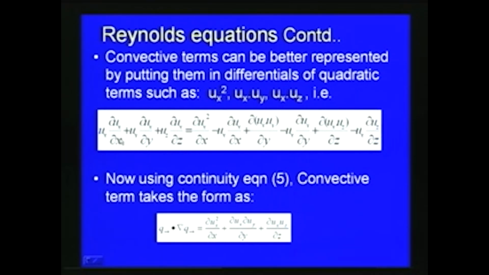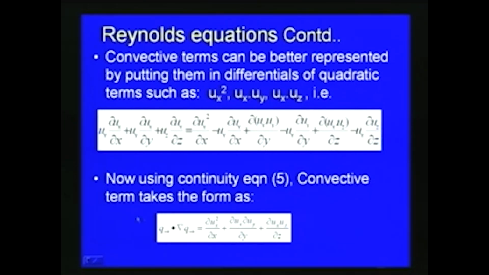So, that is u x into del u x by del x plus u y into del u x by del y plus u z into del u x by del z. These 3 terms can be written as del u x square by del x minus u x into del u x by del x, plus del u x u y by del y minus u x into del u y by del y, plus del u x u z by del z minus u x into del u z by del z. So, in this equation, the left hand side is now written in this form.